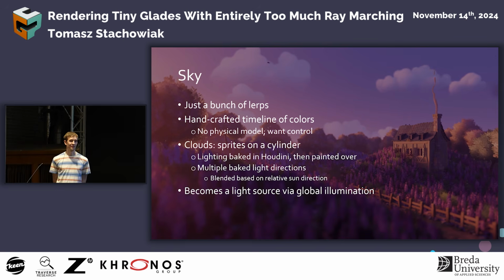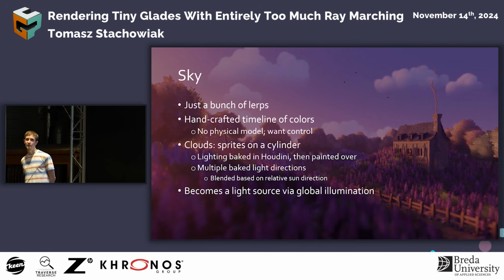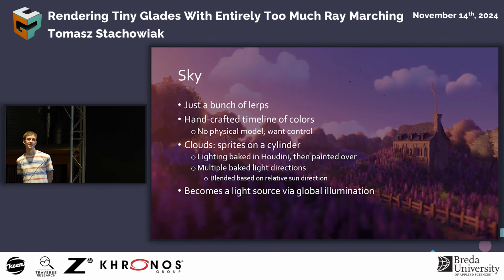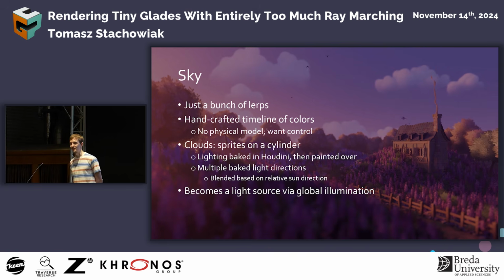The other most important light source that we have is the sky. And we didn't go for any fancy atmospheric scattering model because we wanted to have all the control. Our game is not meant to be photorealistic, so we just threw a bunch of blobs together, handcrafted some timelines, and for each of the levels that we have, we made skies that just look nice from an artistic point of view. And then our clouds are just a bunch of sprites scattered on a cylinder.